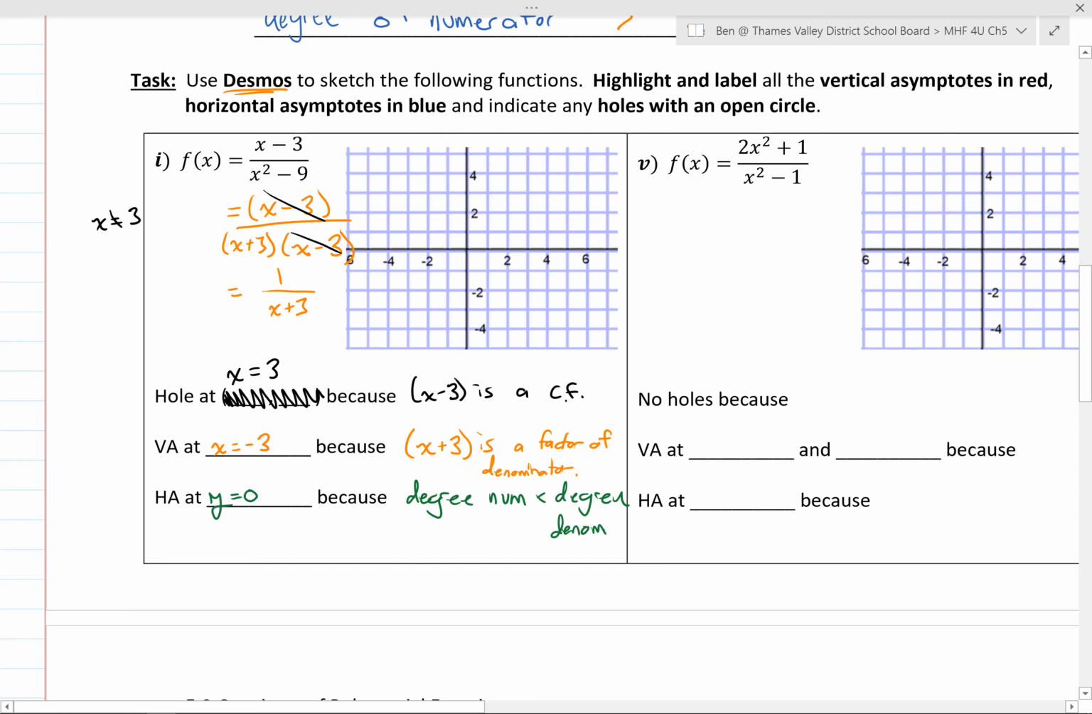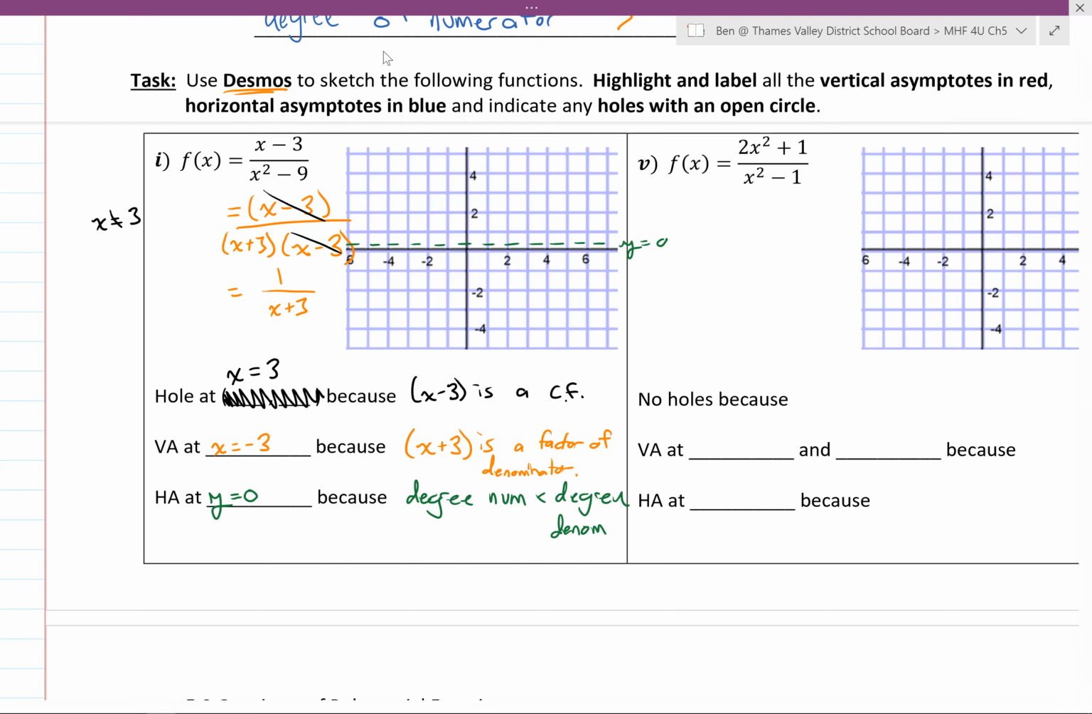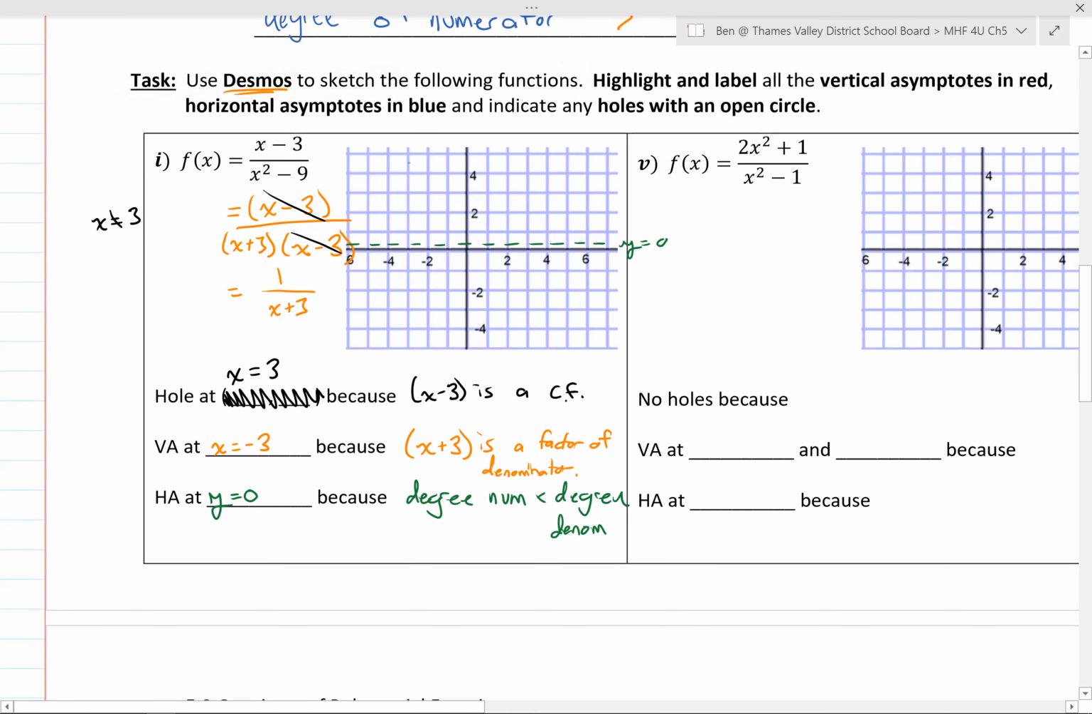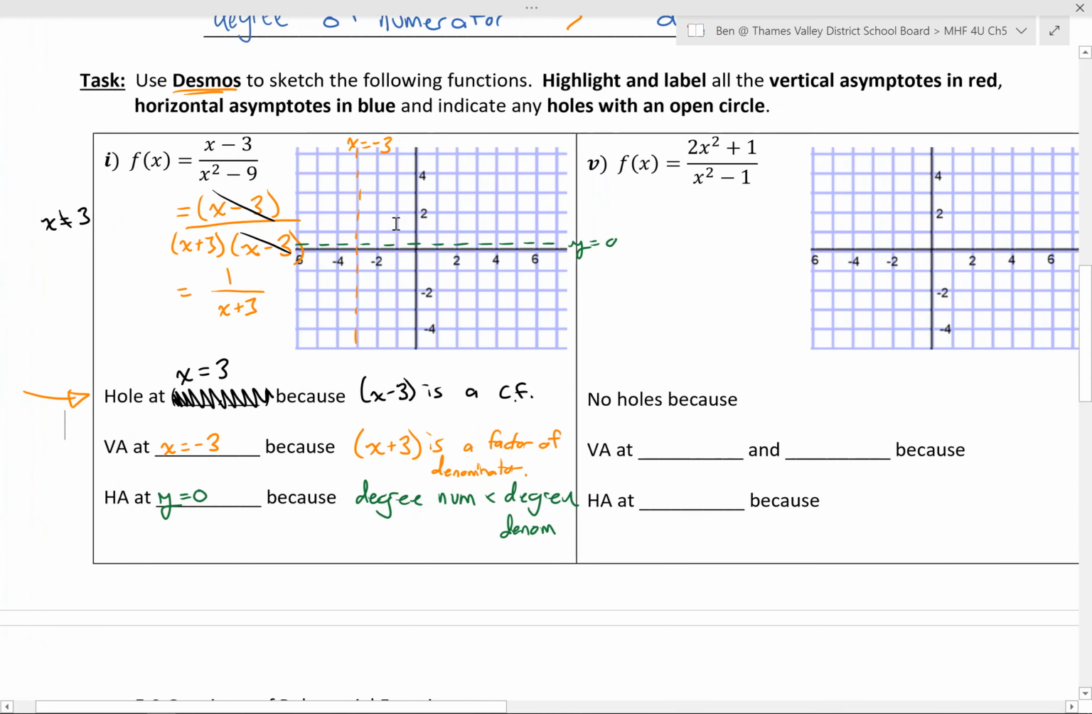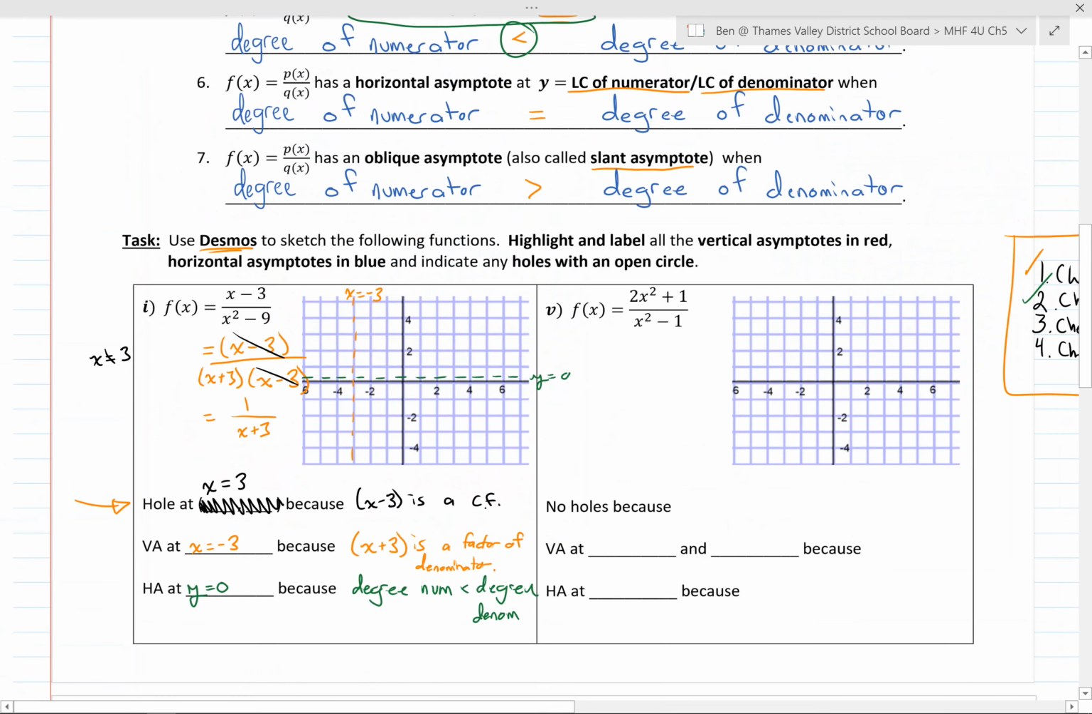Okay, so for each of these functions, after you have analyzed it like this, then I would like you to sketch in any asymptotes that you found. So we found a horizontal asymptote at y equals 0. We found a vertical asymptote at x equals negative 3. We know there's a hole, but we're not going to sketch it in quite yet because we don't know the y coordinate of this hole, and that's okay. We could find it, but I'm not going to overly worry about that at this point.